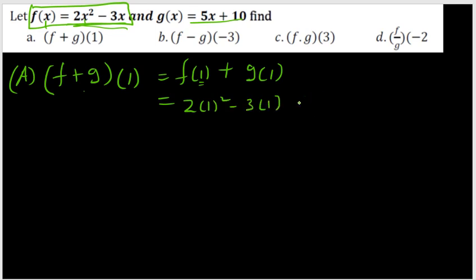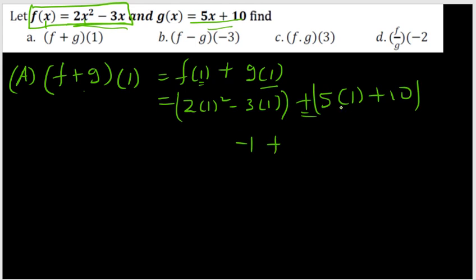This is f of 1 plus, what about g of 1? Insert 1 in place of x in the g. So 5 times 1 plus 10. This is f of 1 and this is g of 1, in the middle it's plus. So 1 squared is 1, 2 minus 3 will be negative 1, plus here 5 plus 10, 15. So when you add it, it will be 14.